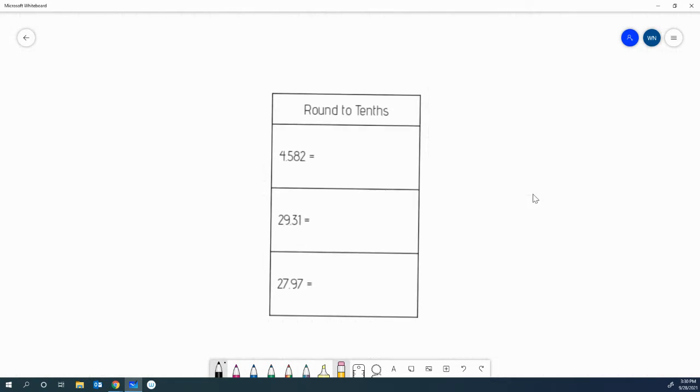All right, let's go ahead and round to the tenths. We're going to do the first 2 together, and then you're going to do the last one on your own. Remember, if we're rounding to the tenths, we are going to first underline the number in the tenths place, which is that 5. We're going to draw an arrow to the 8. Remember, rounding to the tenths place, looking at the hundredths place. Looking at that hundredths place, I know that that 8 is more than 5.